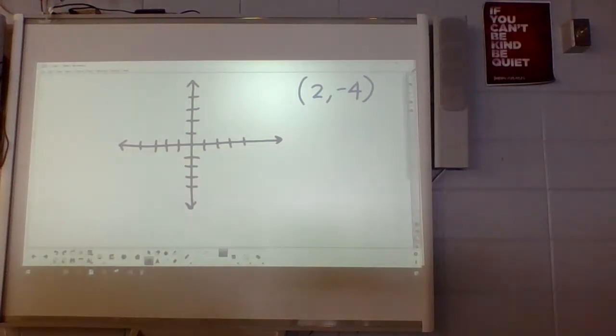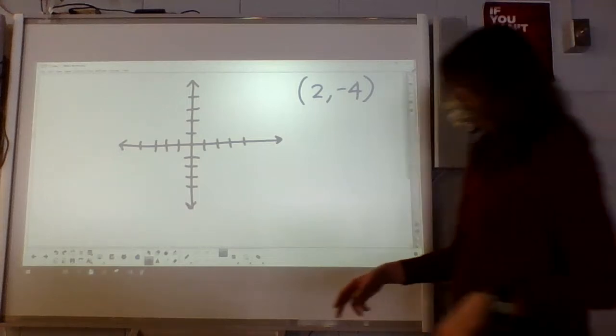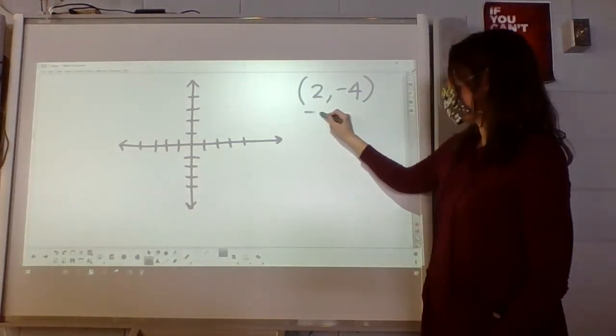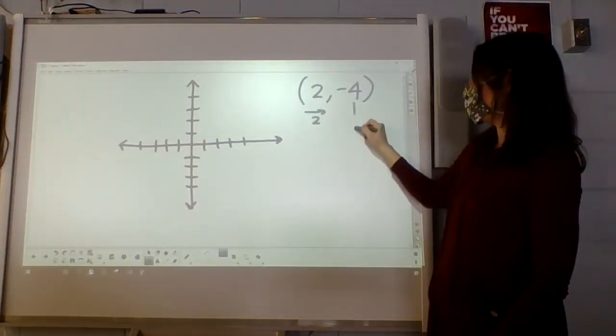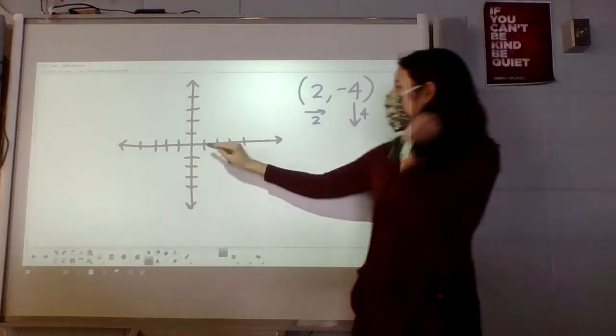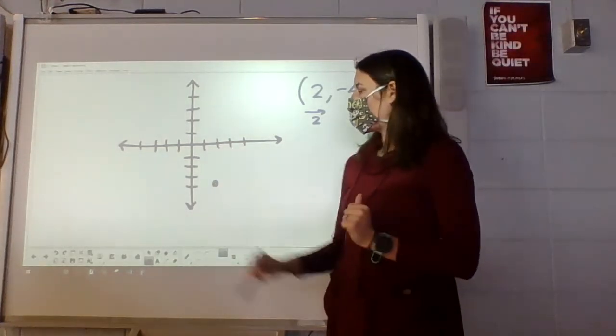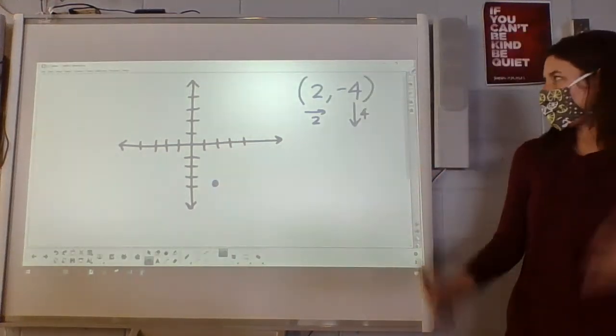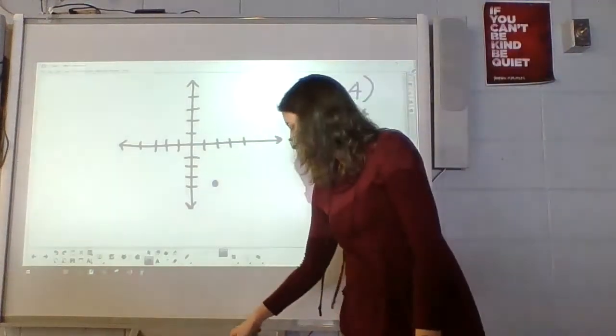So 2, -4. You got it. Good work. All right. So 2, -4. That means I'm going to the right 2 and then down 4. So right 2, down 4, here we are. There's our location for our 2, -4.